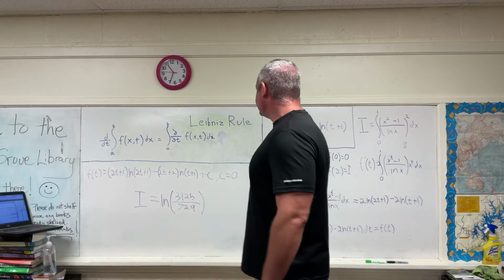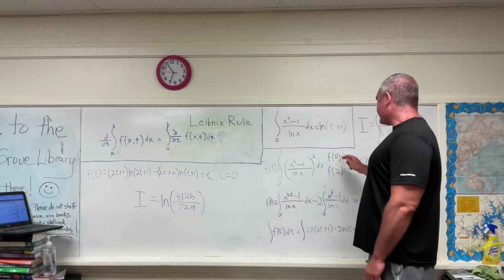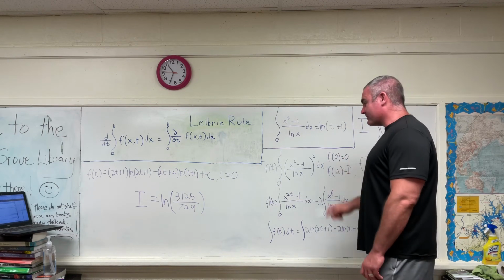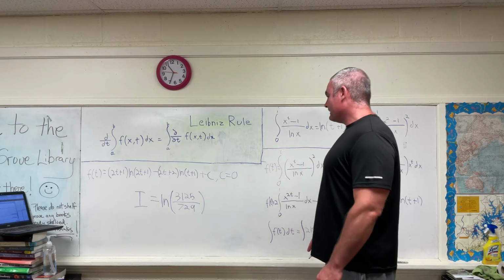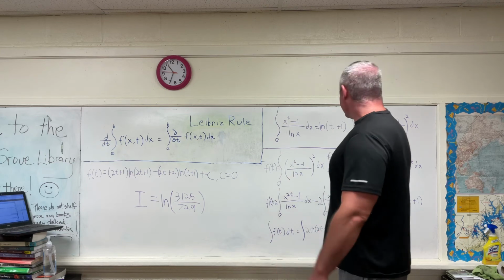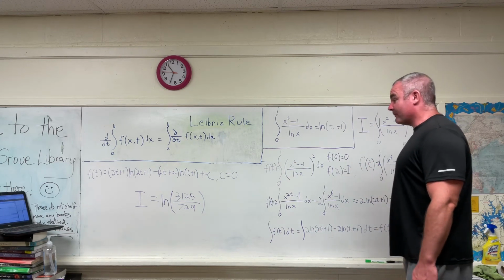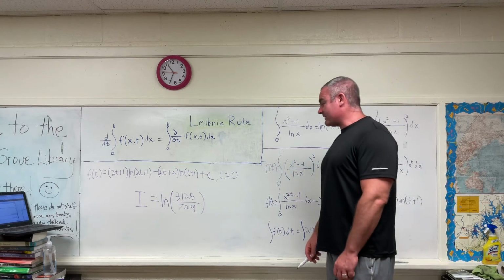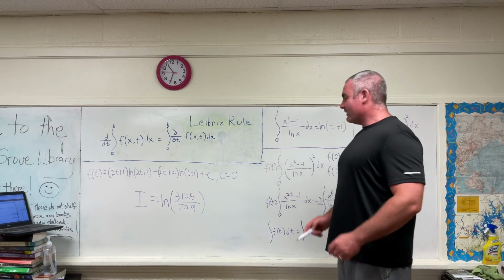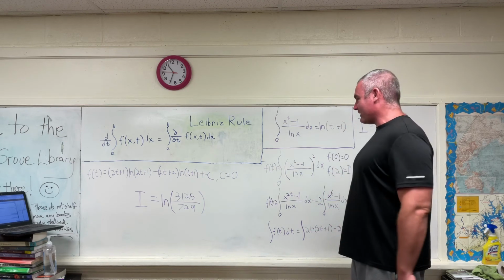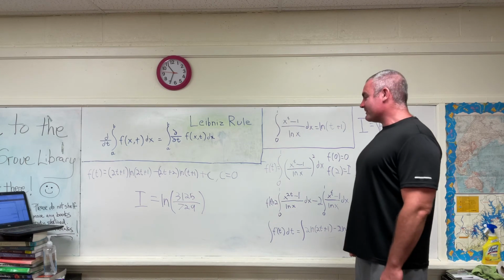It's messy, but you'll find that if you use this fact right here, that f of 0 is equal to 0, you'll find that c is equal to 0. And then plugging in 2 to get I, you find that our original integral is equal to the natural log of 3,125 over 729. And I don't believe that reduces.